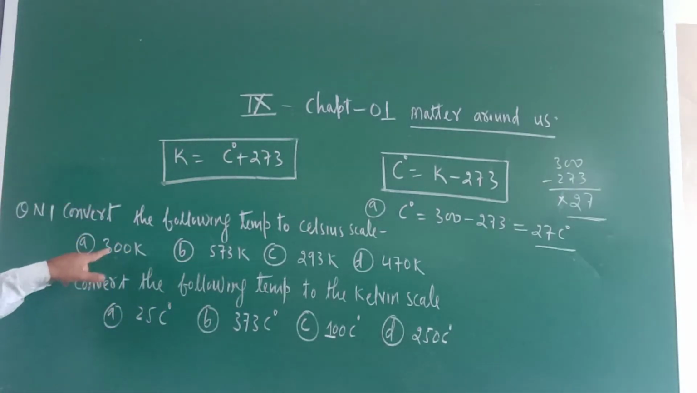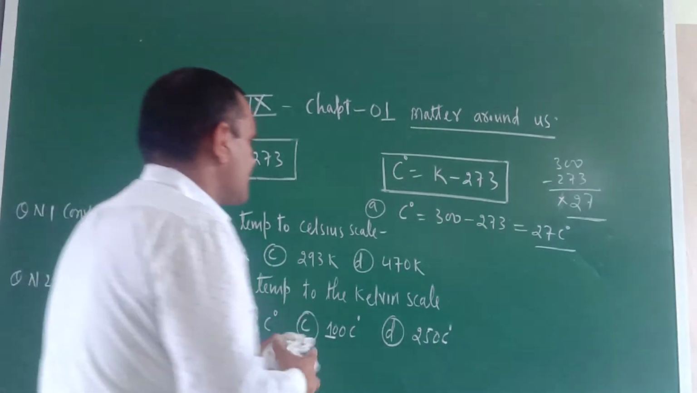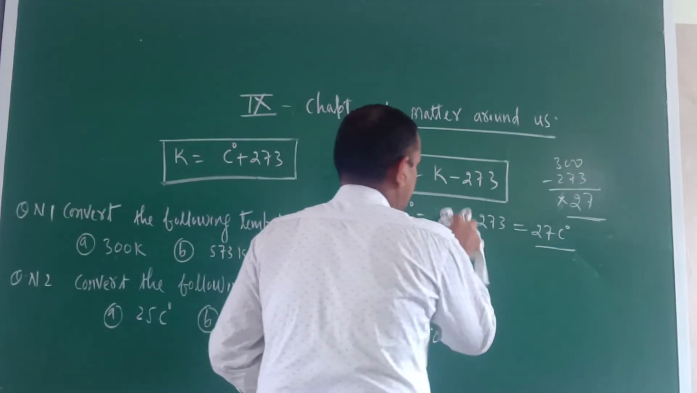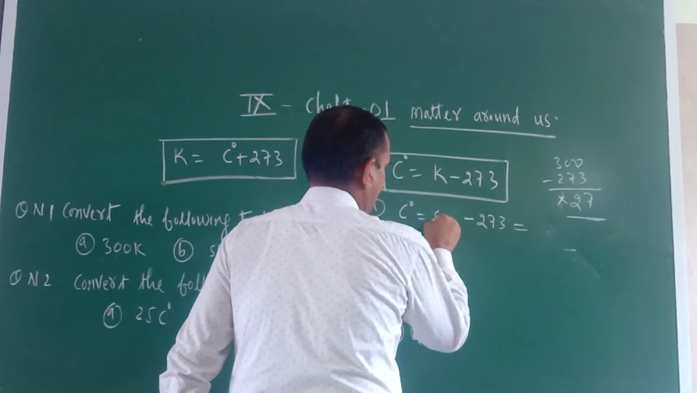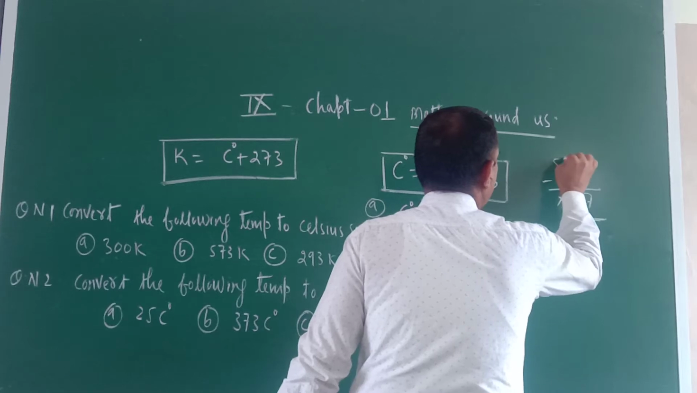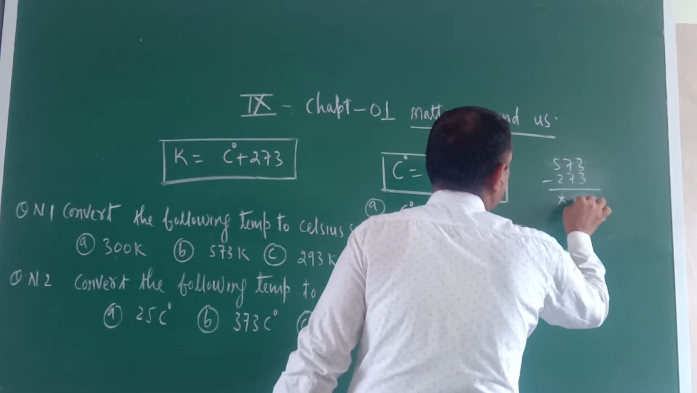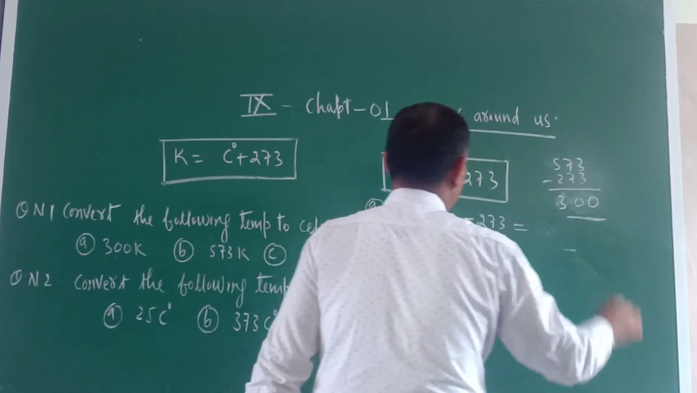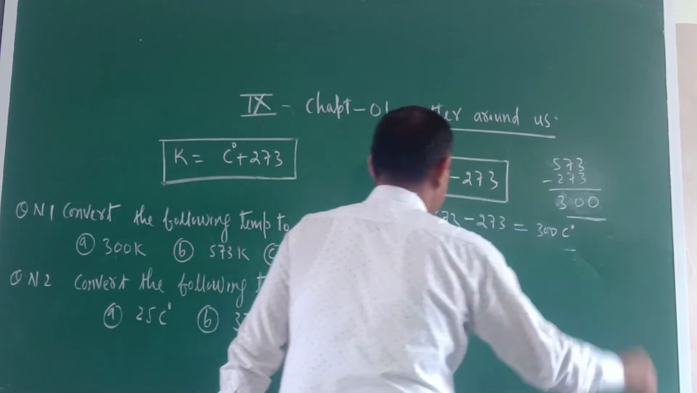Now 573. So here just write 573 minus 273, which gives 300. Correct or not? So 300 degree Celsius.